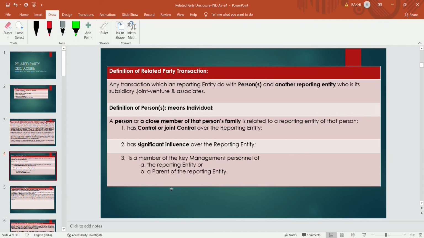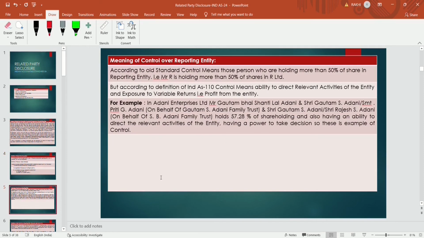And the KMPs. If a person is a key managerial person of the reporting entity or of the parent of the reporting entity, then all are included in the definition of related. And what is the definition of a close member of that person? We will discuss step by step. Firstly, we will discuss the definition of control, significant influence and key managerial personnel along with examples. So what is the meaning of control over the reporting entity?